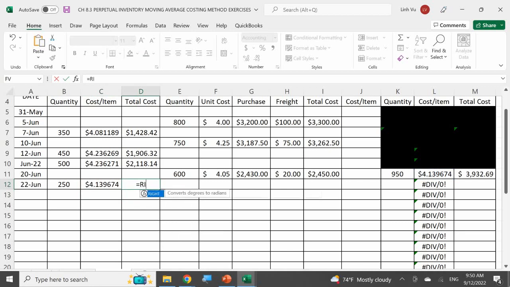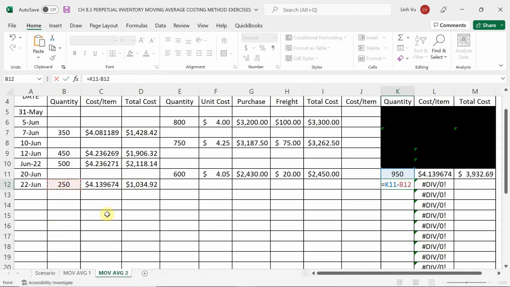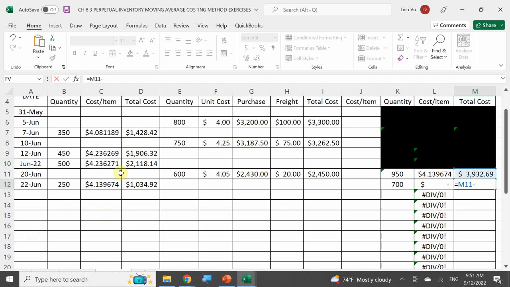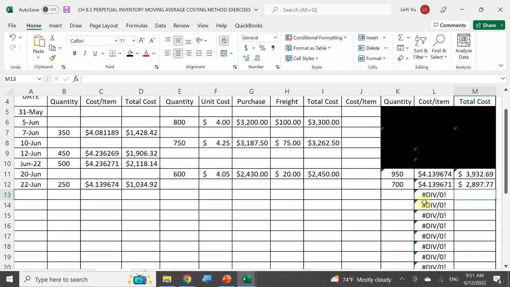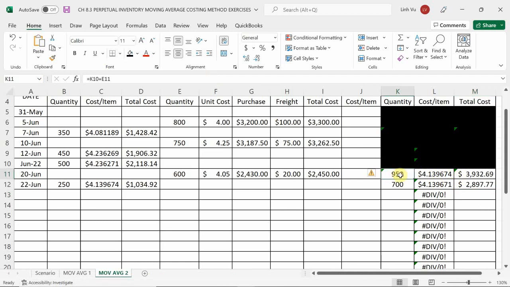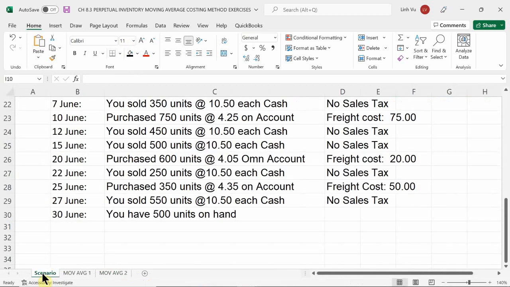So in this case, what is my total cost of goods sold here? If I sold 250 units, go ahead. 1,034.92. Good. 1,034.92. So go ahead and subtract that out. Is 700. It's 2,089.77. So, yep. So here, as you can see, it dropped 30,000th of a penny. Okay. So let's see what's next.